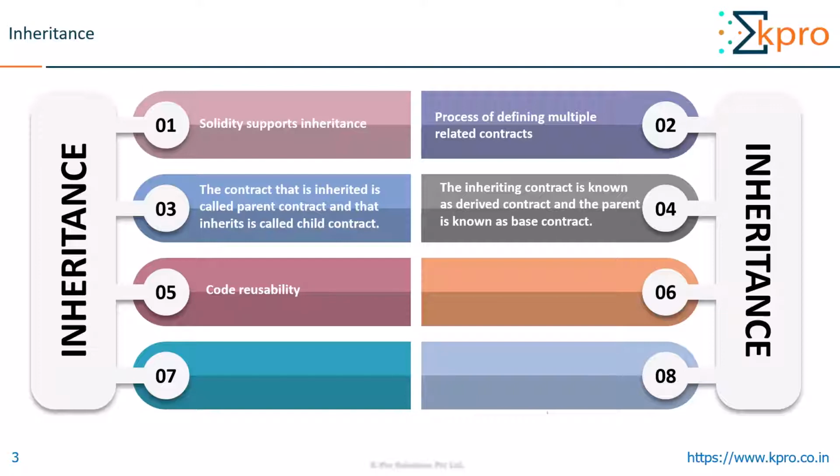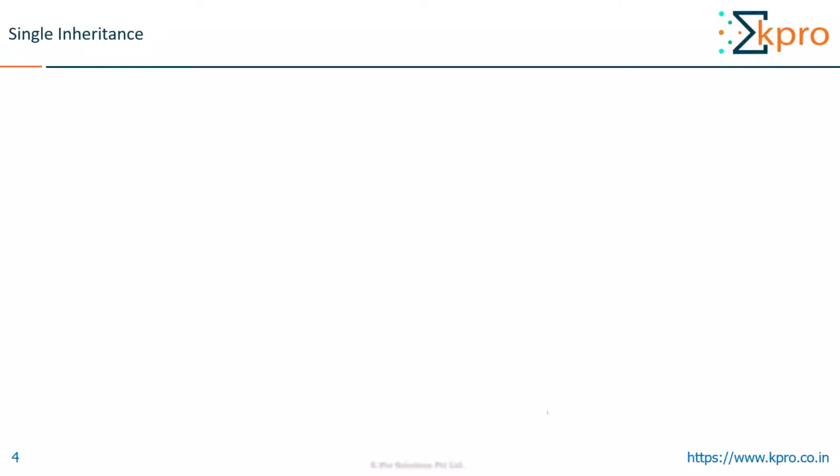Inheritance facilitates code reusability. There is a relationship between the base and the derived contracts. Basically, the compiler copies the base contract bytecode into the derived contract bytecode. We use the is keyword for the purpose of performing inheritance. Now let us start with what is single inheritance.